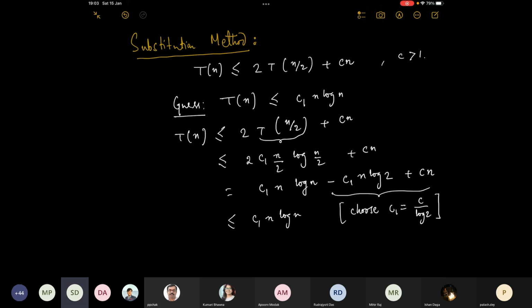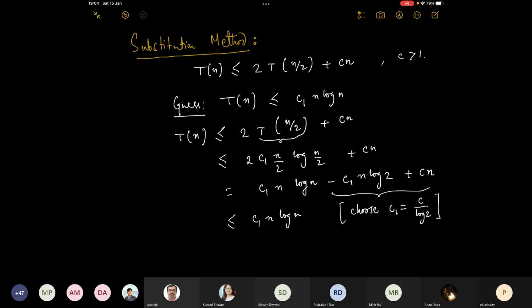Sir, is there any general method to guess this Tn less than C1 n log n? The only method I know is recursion, that unraveling and unrolling expansion, whatever I just taught before substitution method. That's the only method I know.